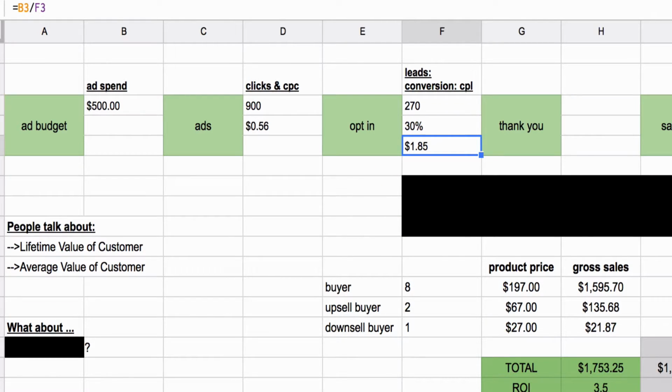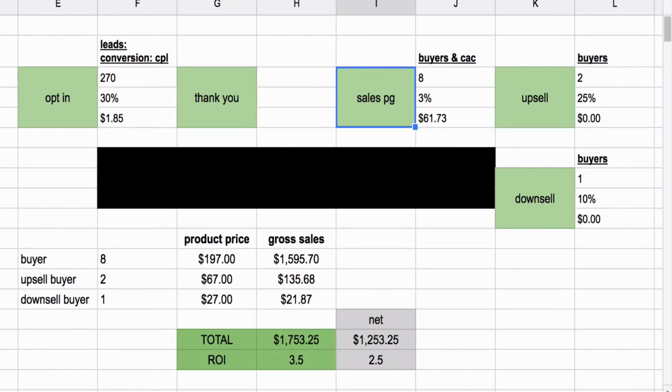Now we'll jump over to the sales page. So here, again, we don't know what these numbers are. We're just making them up. But what you have here is we're going to pretend like we had a 3% conversion, which would be 8 leads. So 3% of the 270 leads, you got 8 buyers. Now the cost of those buyers, again, that's $500 divided by 8, is $61.73 was your cost per buyer or customer acquisition cost.